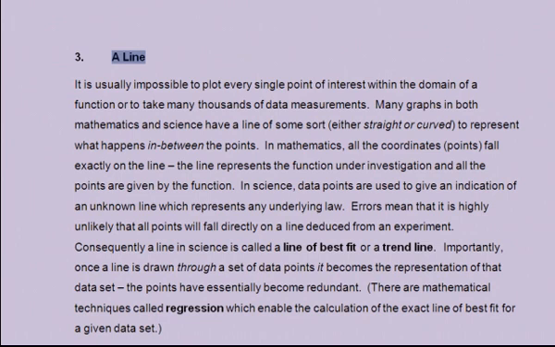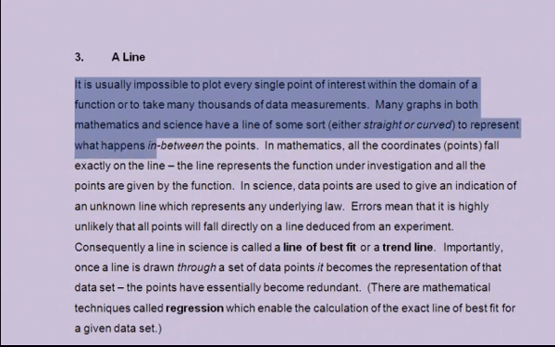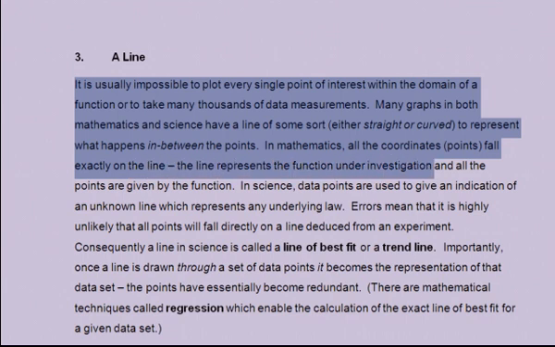3. A line. It is usually impossible to plot every single point of interest within the domain of a function, or to take many thousands of data measurements. Many graphs in both mathematics and science have a line of some sort, either straight or curved, to represent what happens in between the points. In mathematics, all the coordinates, or points, fall exactly on the line. The line represents the function under investigation, and all the points are given by the function.